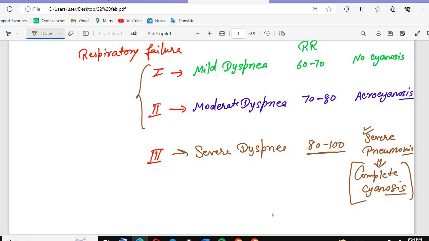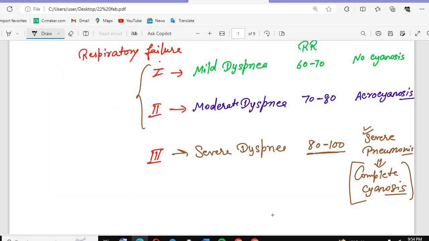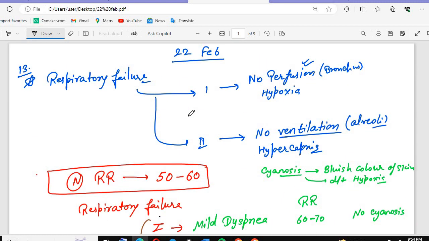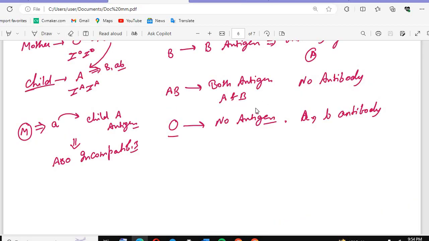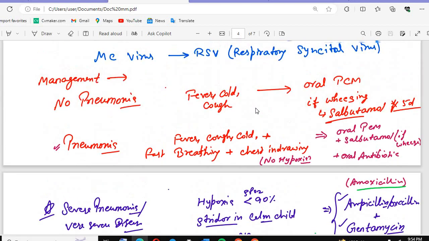The first and second failure we can manage with normal supportive treatment. We can treat them at home as well. But for the third respiratory failure, we need to go for the ICU, as this patient has severe pneumonia. I told you these conditions before as well. I think we discussed these things yesterday.